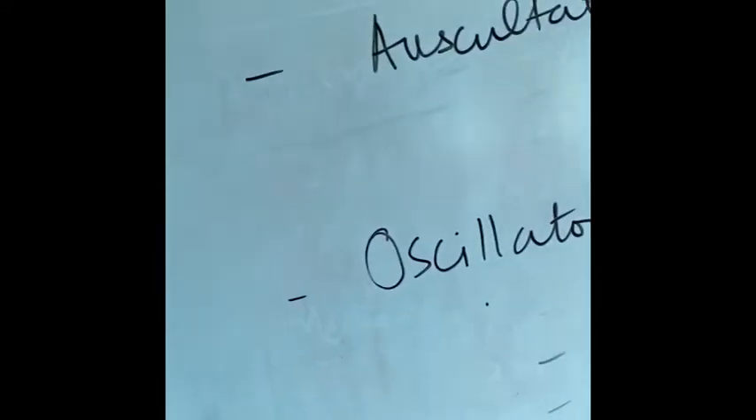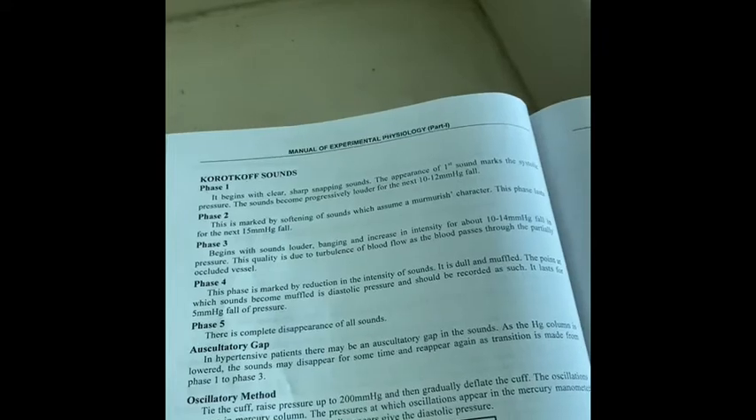There are 5 phases of the Korotkoff sounds. Initially the sound will be sharp and snapping, then it will be soft, and while lowering the mercury column, the sounds will become loud and banging, and then they will be muffled. The first appearance of the sharp sound is the systolic pressure, and the level at which the sounds are muffled is the diastolic blood pressure.